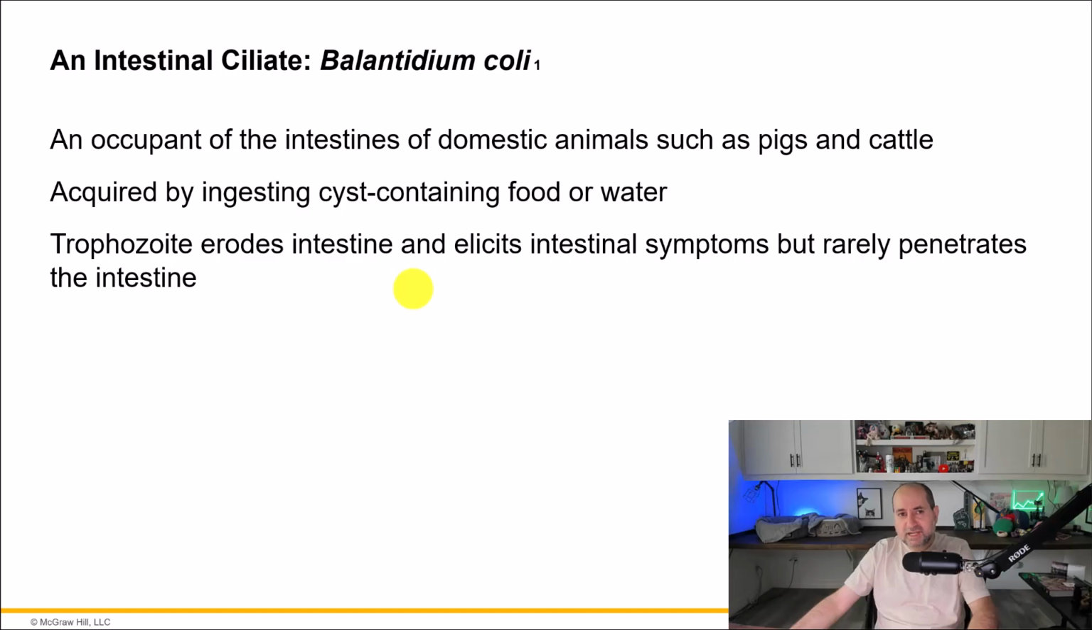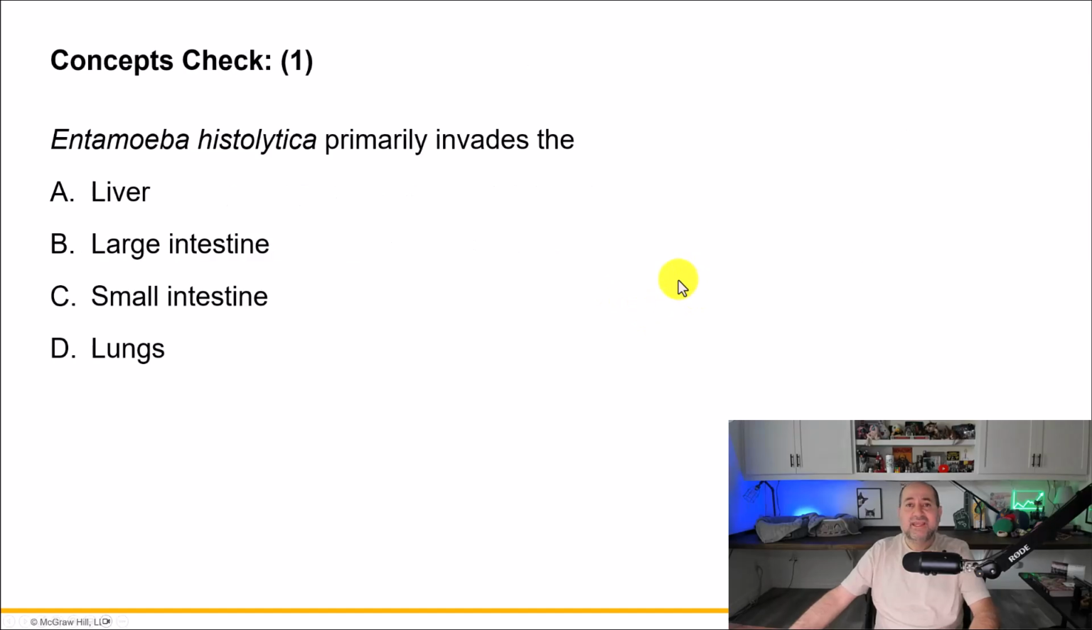Next, we discussed Balantidium coli. And remember, this one elicits intestinal symptoms. And as always, please study these concept check questions. They may appear on the exam. So let's cover this one. Entamoeba histolytica primarily invades what? Remember, that was the small intestine. So we should know that for the exam.